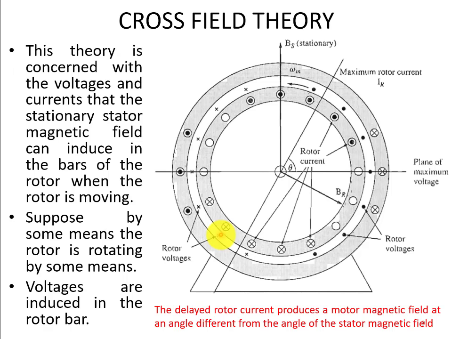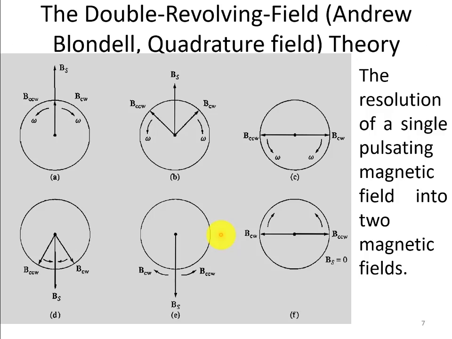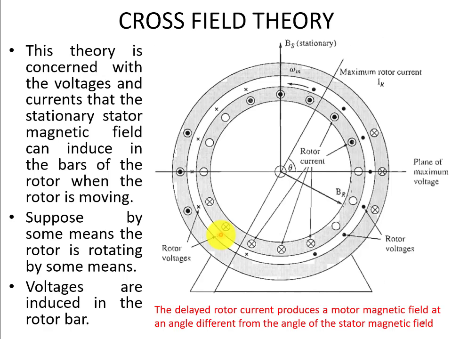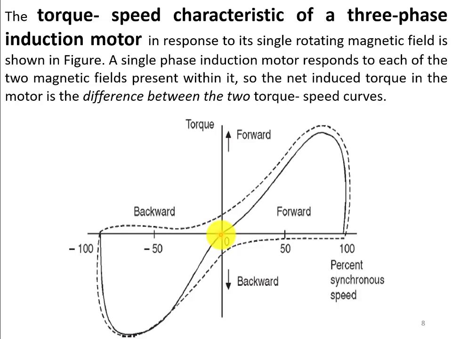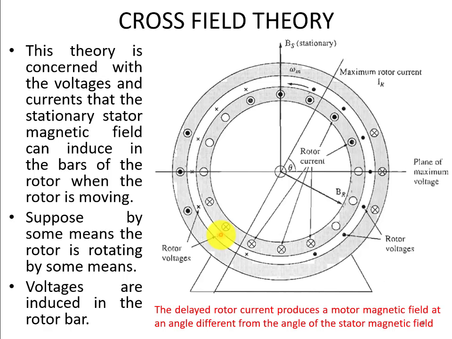So this was the double revolving field theory. Now let's look at the cross field theory, which is different from the double revolving field theory. This theory is concerned with the voltages and currents that a stationary magnetic field can induce in the bars of the rotor when the rotor is moving.